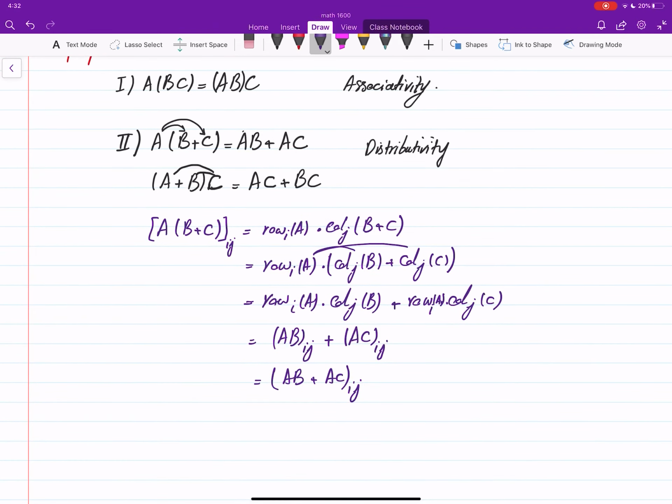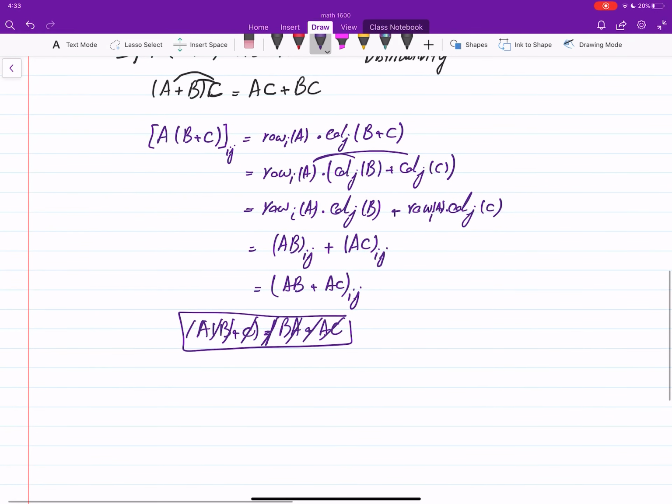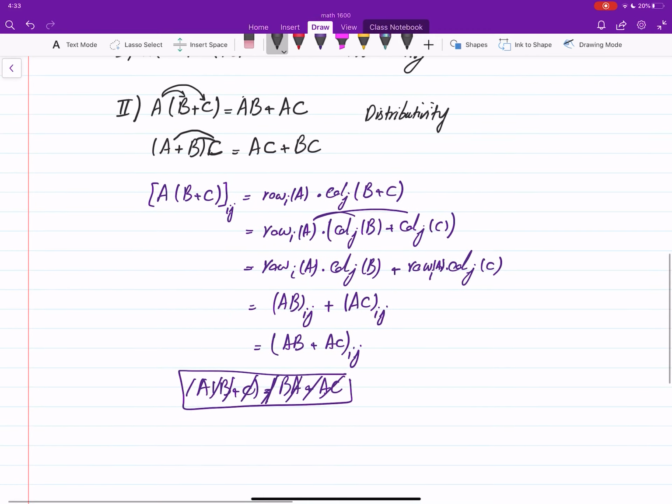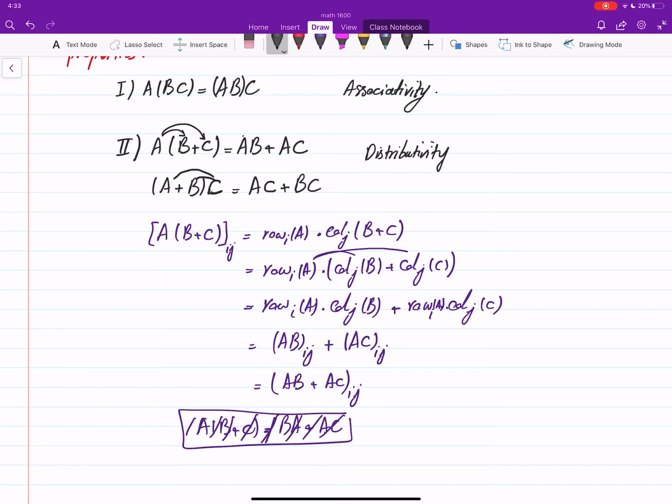The important thing is, again, that when you're distributing, you should be very careful about the order. In other words, you cannot just write A(B + C) equals BA + AC. This is not true in general. Okay, so those two properties, distributivity, and also we studied the relation between matrix addition and multiplication.